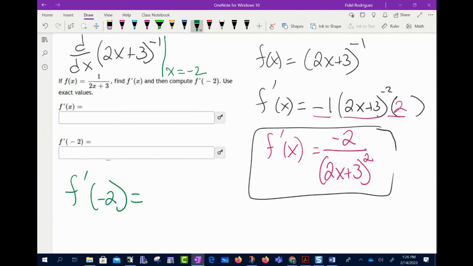Anybody come up with a value for f prime of -2? You got it, good. So if you notice right here, when you do 2 times -2, that's -4 plus 3, which is -1, but when you square it, it gives you 1. And so -2 over 1 is -2. Excellent. Good. Very good.